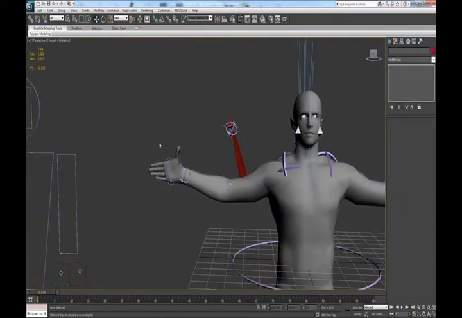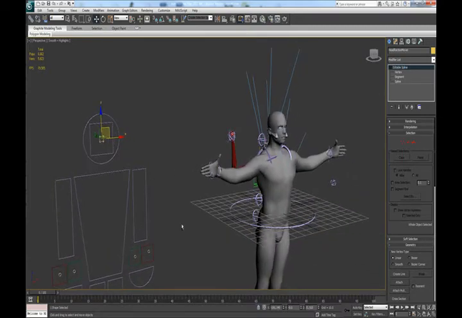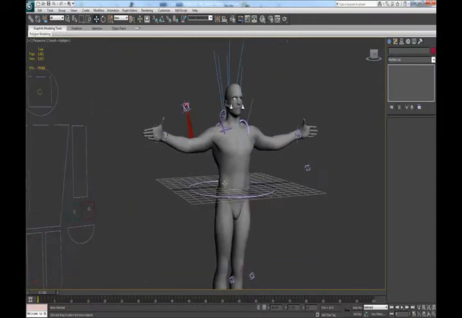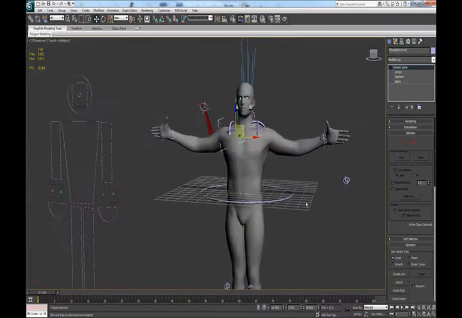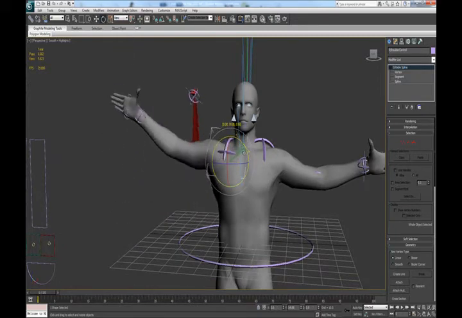For the head, it's controlled primarily using its control over here, so it follows the position of the body. For the shoulders, I've got two gimbals, for sharper rotation of the arms.